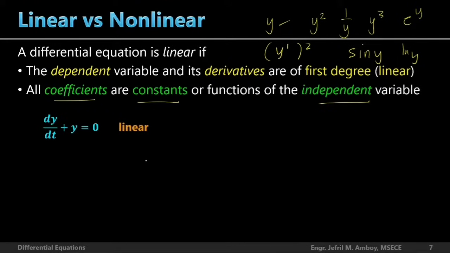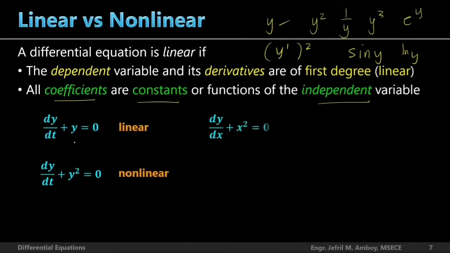Okay, now let's have another example. So, the only difference is that here, we have y, and now here, we have y squared. So, remember, here, the dependent variable is y. And here, we have y squared. And this y squared is a non-linear function of the dependent variable. So remember, in order for a differential equation to be linear, the dependent variable must be of first degree or linear. Hindi na nga first degree siya eh. Second degree na ito. Kaya ito ay non-linear na.